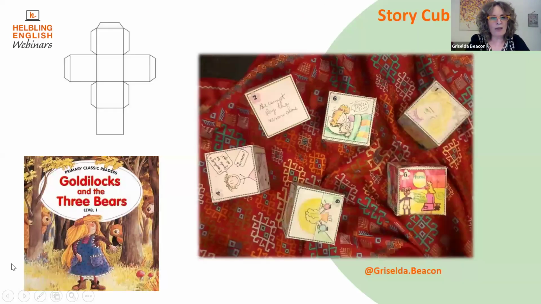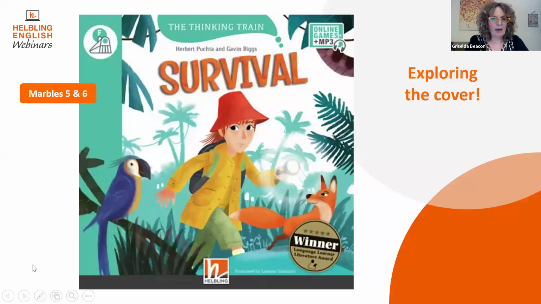But what happens with the ones who are in 6th form, for example, or in some of our regions in 7th form? Well, we have wonderful, amazing stories. This belongs to the Thinking Train, which, when you work with Marbles 5 and 6, you have this book as one of the possible books to join the course book. And in this case, I chose Survival by Puchta and Biggs. The first thing you do is always working and exploiting the cover.